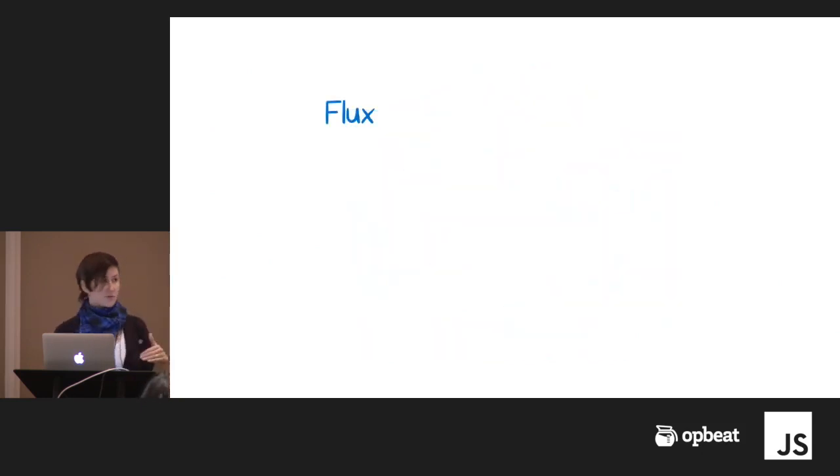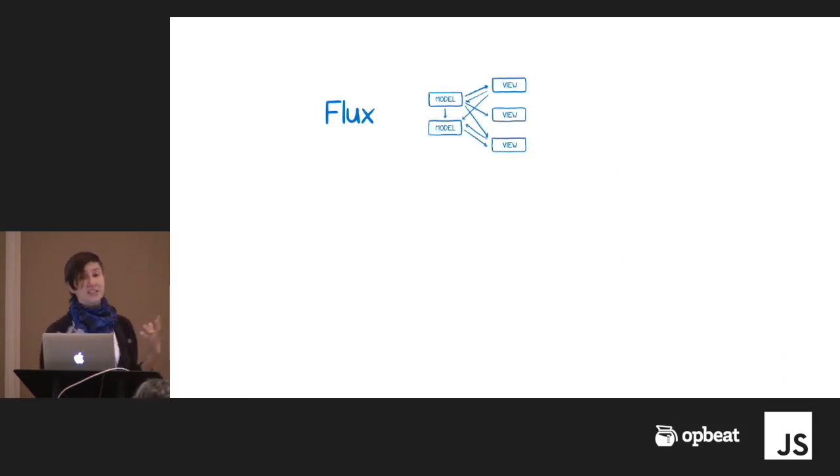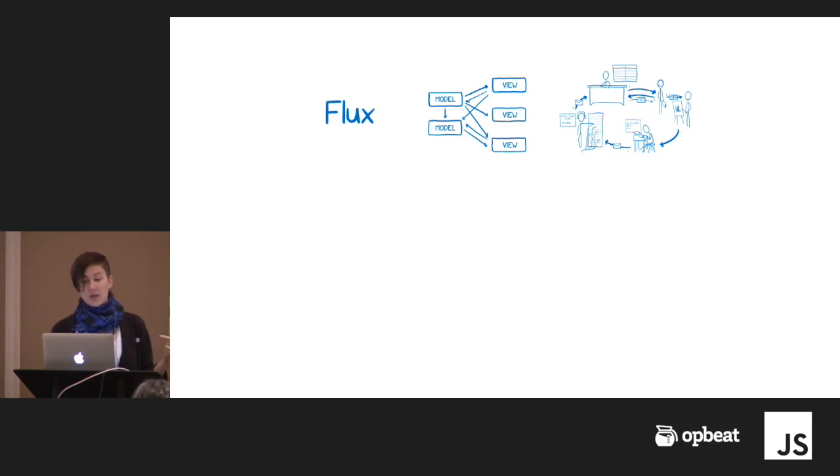So let's review these three, starting with Flux. Flux addressed the unpredictability of data flowing through Facebook's apps. And the way it did it was with a unidirectional data flow. Views ask the action creator to create actions, sending them off to the dispatcher, which sends them off to the stores, which change the state, and then let the view know that the state has been changed, and then the view requests the state and sends it down to the views.